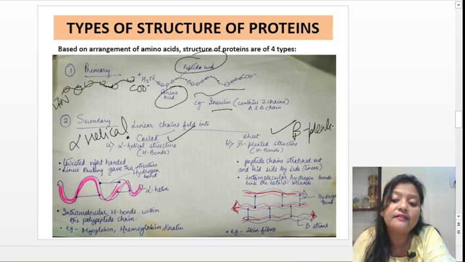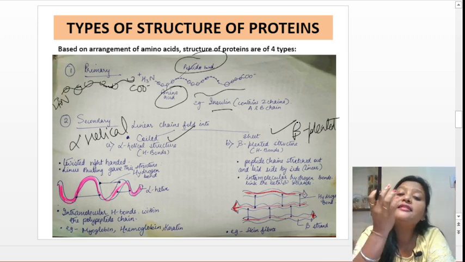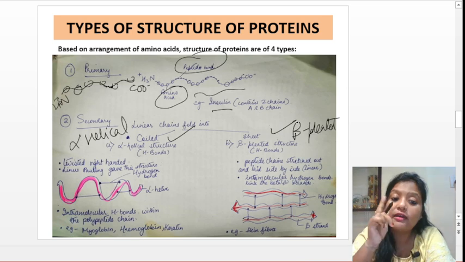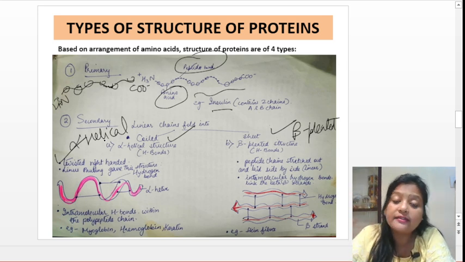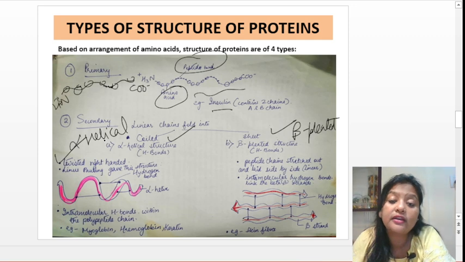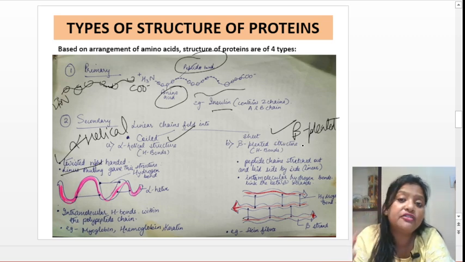See, the name itself says alpha helical means it's in a helical shape, or you can say twisted in a right hand shape. First point, alpha helical is twisted in a right hand shape because of its helical structure. Also, number two is who first described the structure. This is Linus Pauling. Remember that Linus Pauling described this helical structure first.